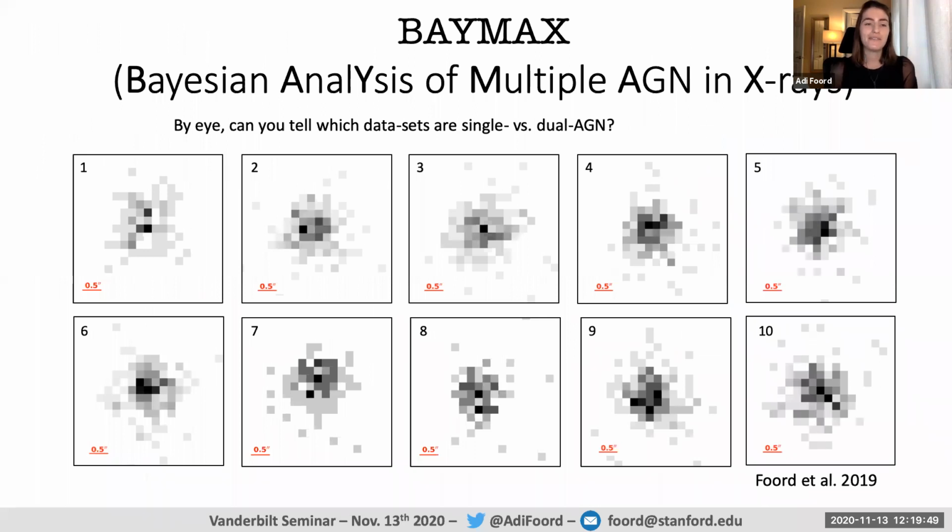So this is a fun slide to show because it allows me to quiz my audience, which has become a little bit more difficult as these talks are now remote. So feel free to speak up. But in any case, these are 10 simulations. All of these are observations as seen by Chandra. Half of these are single AGN and half of these are simulations of dual AGN. And I'd like to see if anyone can correctly identify the dual AGN simulations. So feel free to speak up.